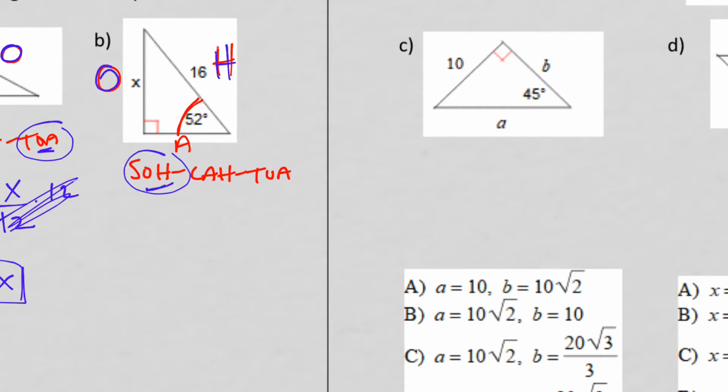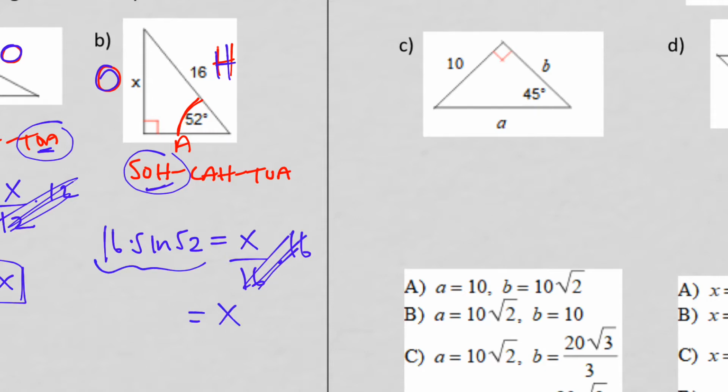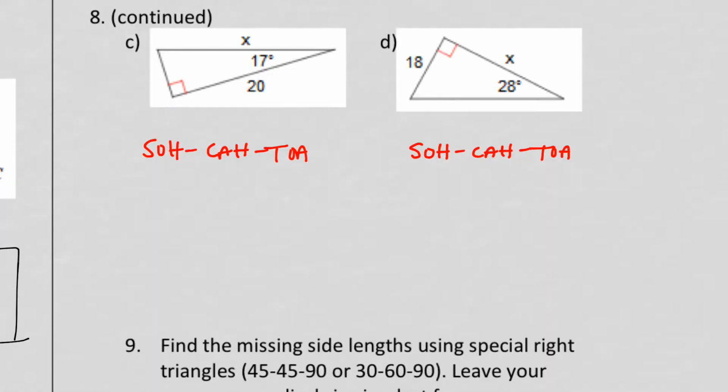So sine, sorry guys, that came out kind of weird. Sine of 52 degrees equals opposite over hypotenuse. To solve this, I can multiply by 16. Then on the calculator, I can press all this in. This will be approximately 12.6 units. Okay, 8C, so 8 continued. Again, here looking for a missing side.